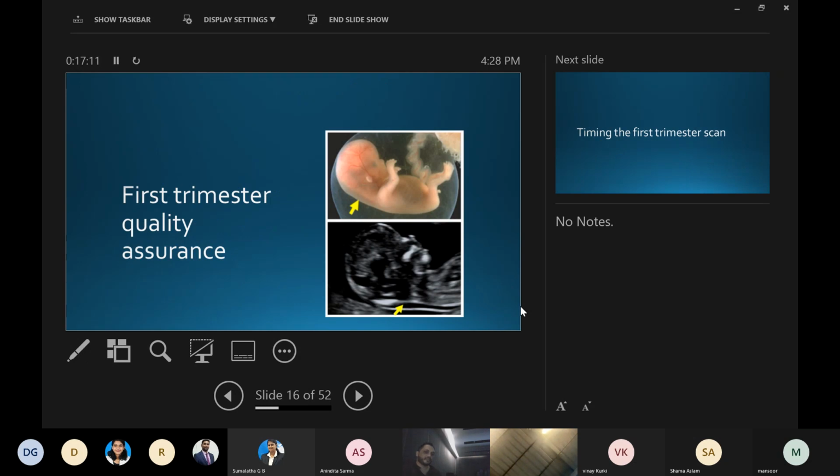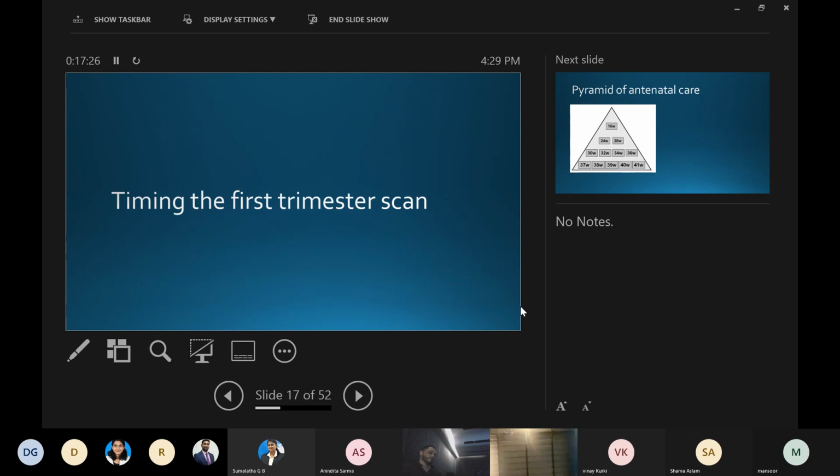So starting with the anti-scan, we'll not just talk about anti, we'll make it a complete first trimester quality assurance. So along with aneuploidy screening and the preeclampsia screening, we'll discuss it all. So how to schedule the first trimester scan, when the first trimester scan should be done, or how do we schedule the scans during pregnancy?